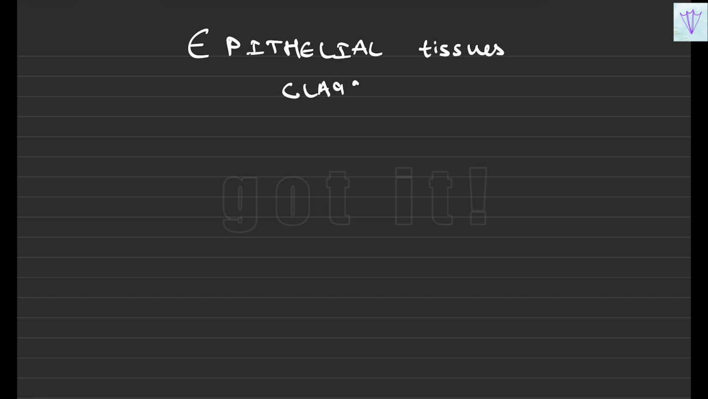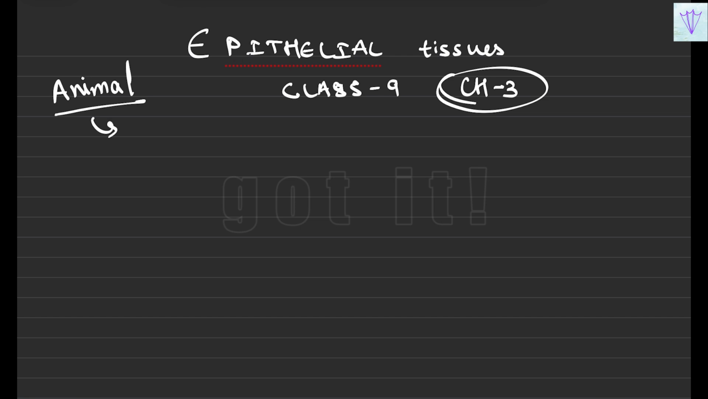In this video, we are going to cover the epithelial tissues in detail as per class 9 NCERT chapter 3. So we have the animal tissues in it. In this part, we have got the first tissue, that is the epithelial tissue.